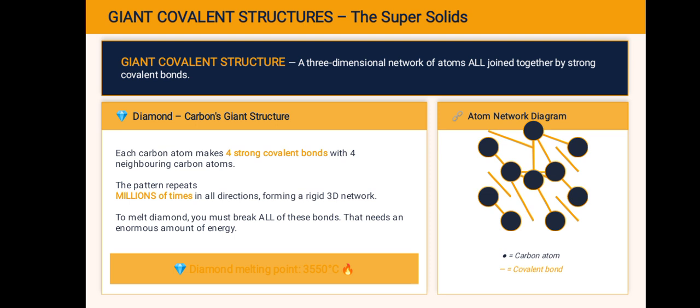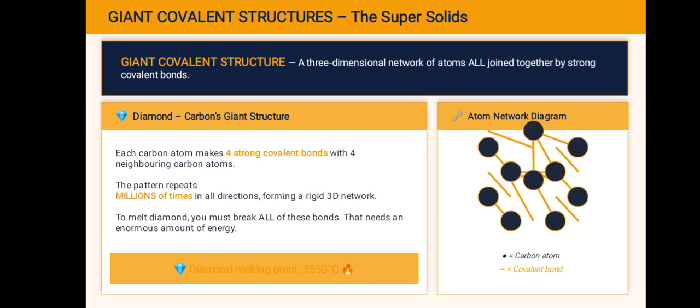Now, let's move to the complete opposite: giant covalent structures. A giant covalent structure is a 3-dimensional network of atoms, all of them joined together by strong covalent bonds. There are no small separate molecules here. It's one enormous continuous structure that extends in all directions.